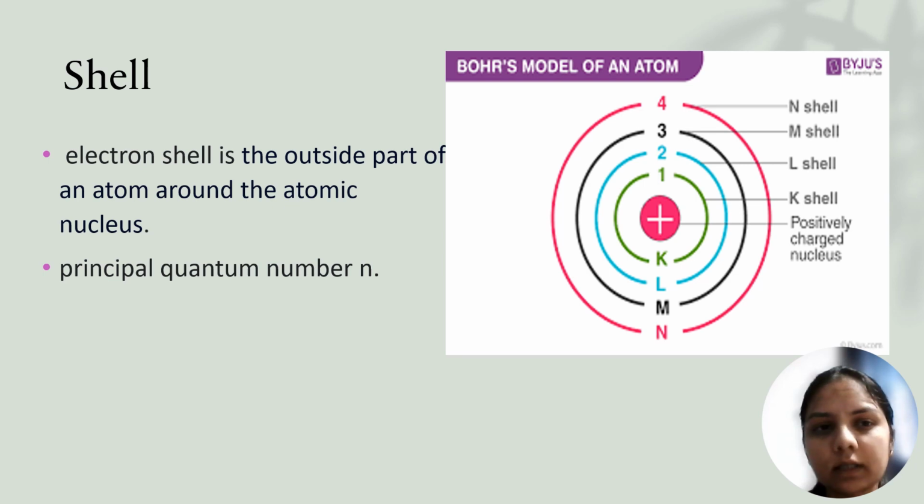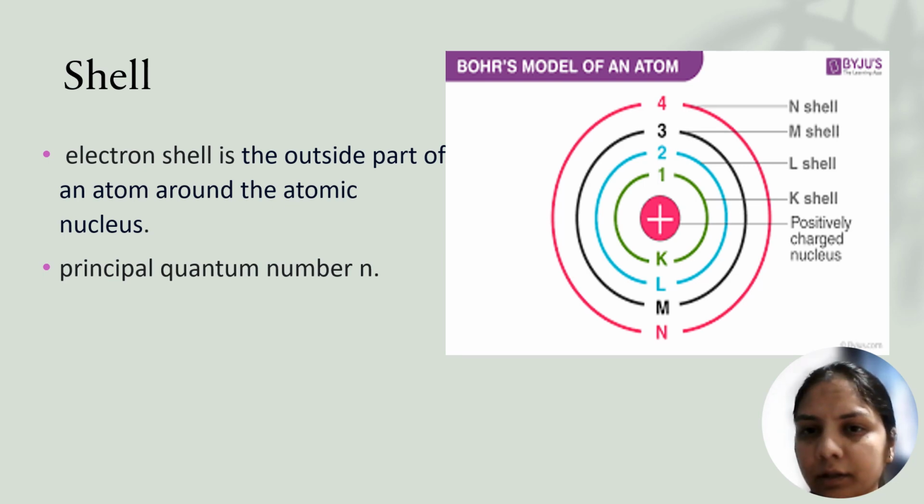Now let's recall again what a shell is. A shell is the outside part of an atom around the nucleus. Look at the diagram here: you can see a pink circle with a positive sign, which is considered the nucleus. Outside the nucleus, certain circular concentric rings have been drawn. These are called the shells, right? The very first concentric ring after the nucleus is called the K shell, or n equals 1. It is designated with the principal quantum number n.